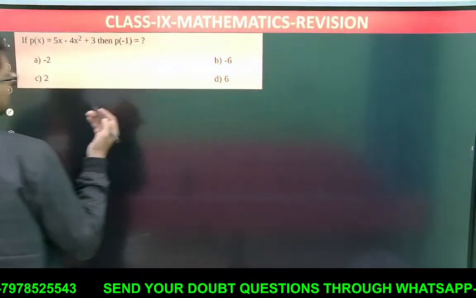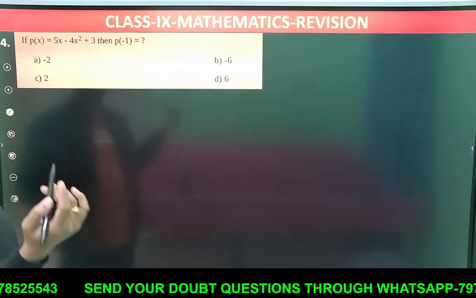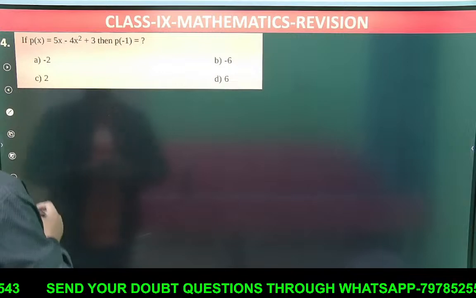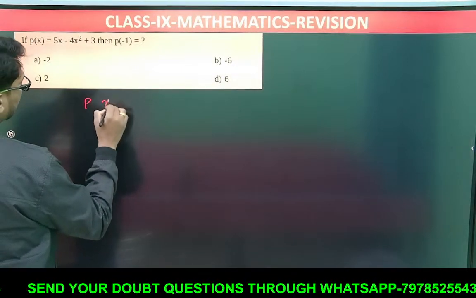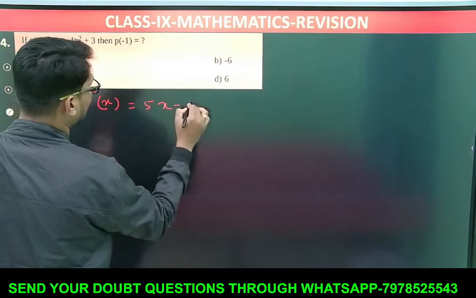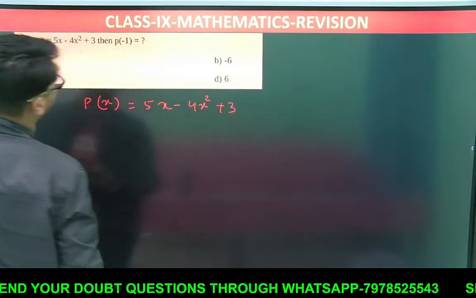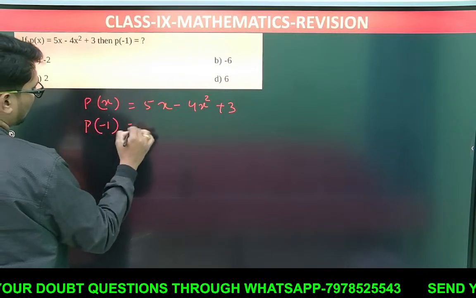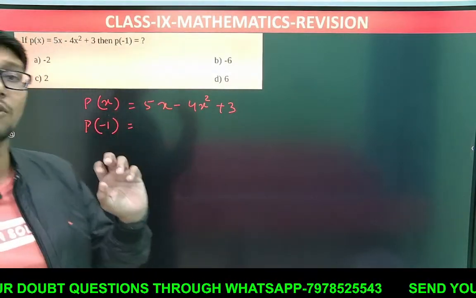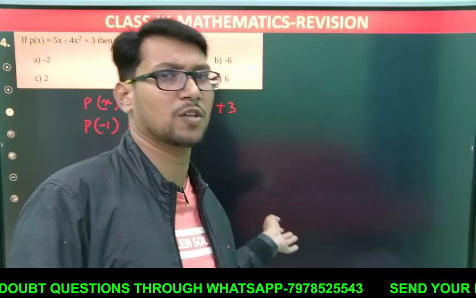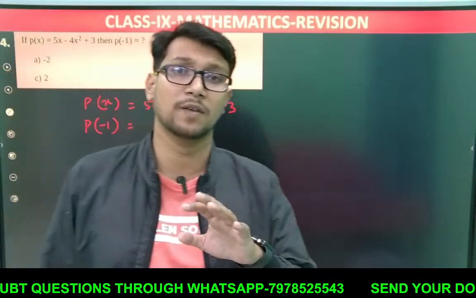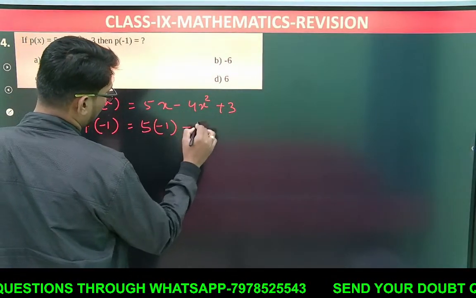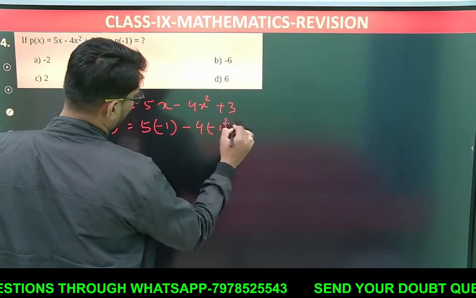While solving this type of question, it is asking for finding the value of which one? P of minus 1 of this polynomial, right? Let us find: p of x is given as 5x minus 4x square plus 3. And we have to find p of minus 1. It means we have to replace the value of x by minus 1 wherever x is in this polynomial. So that will become 5 into minus 1 minus 4 into minus 1 square plus 3.